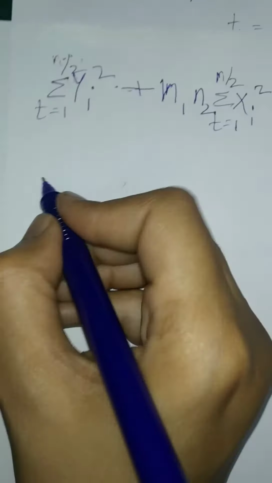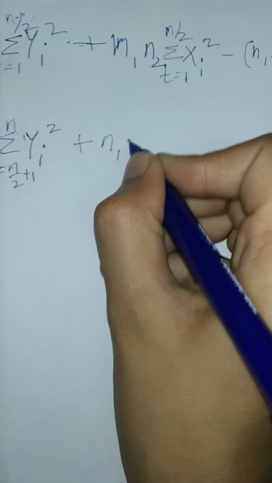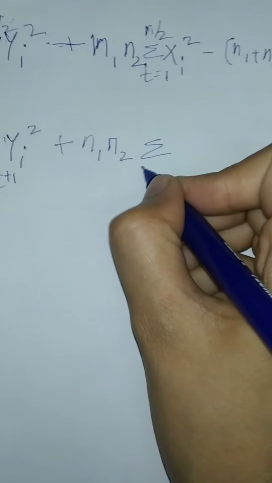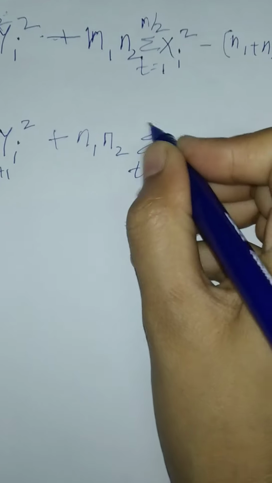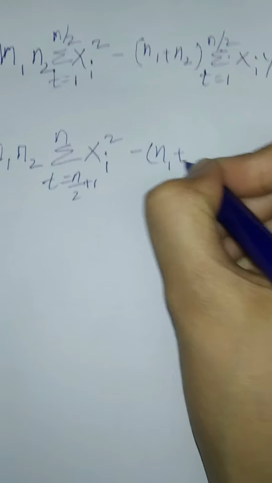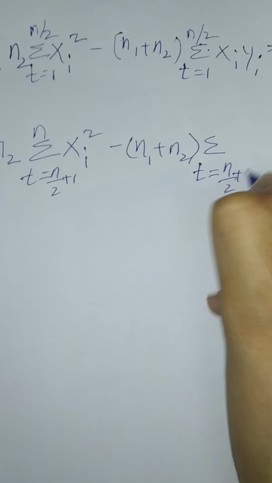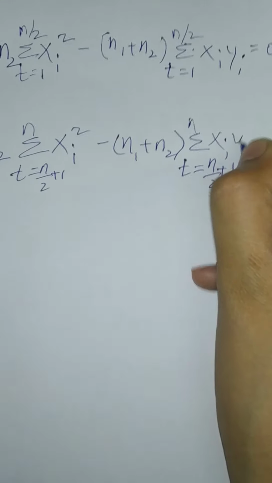Again another equation of the same type: yi square summation for t is equal to n by 2 plus 1 to n, plus n1 n2 summation for t is equal to n by 2 plus 1 to n of xi square, minus n1 plus n2 summation for t is equal to n by 2 plus 1 to n of xi and yi is equal to 0.